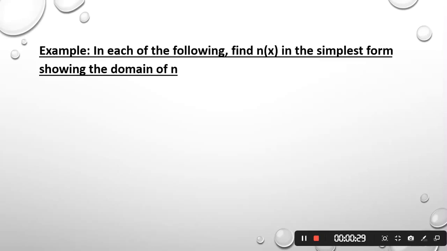In each of the following, find n of x. This is in your booklet, page 50. Find n of x in the simplest form, showing the domain of n.